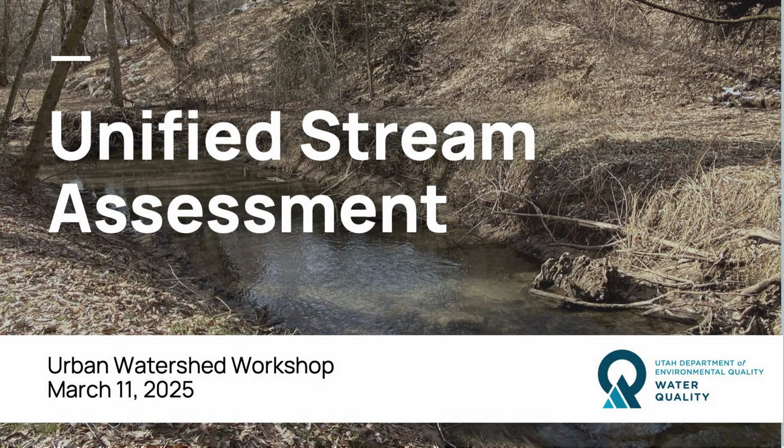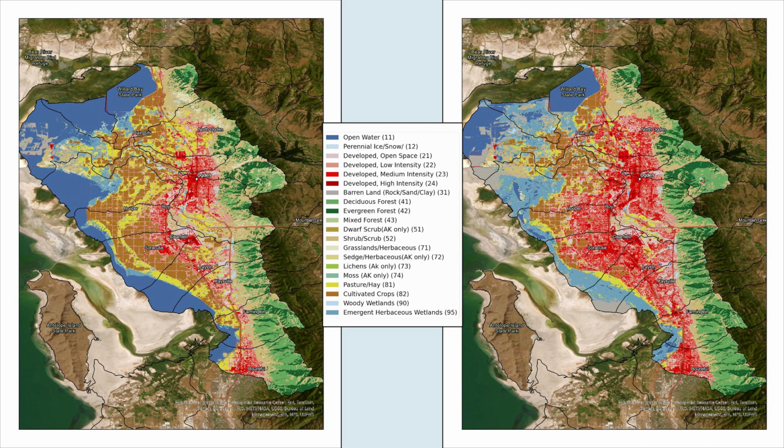So I'm going to talk to you guys about the Unified Stream Assessment and what it is and why they are going to use it today. One of the first steps in the Urban Subwatershed Restoration Manual by the Center for Watershed Protection is to calculate the impervious cover of a watershed. So I figured that should be my first step as well.